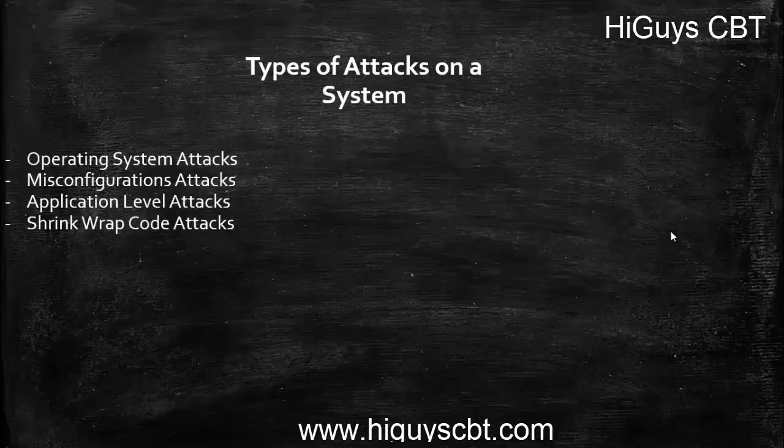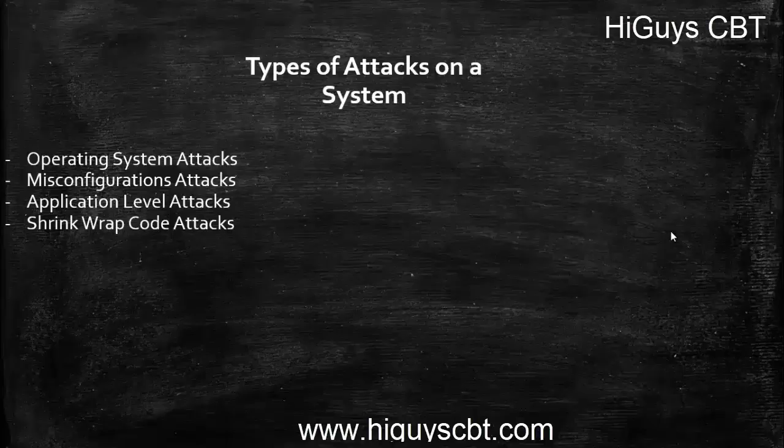Types of attack on a system: operating system attack, misconfiguration attack, application level attack, and shrink wrap code attack. In operating system attacks, attackers search for operating system vulnerabilities and exploit them to gain access to a network system.